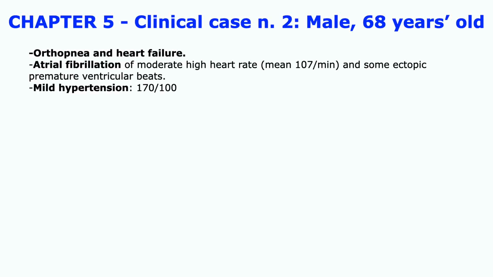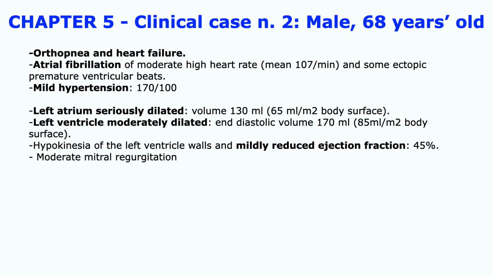170-100, were detected. Moreover, the heart ultrasound scan showed: 1. Dilatation of the 4 heart chambers. The left atrium was 65 milliliters per square meter of body surface. 2. Hypokinesia of the walls of the left ventricle with 45% ejection fraction. 3. Moderate mitral valve regurgitation.